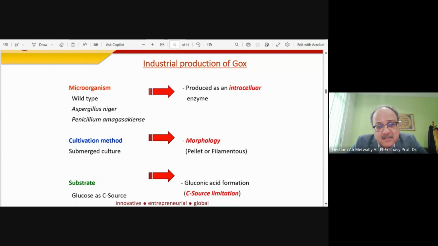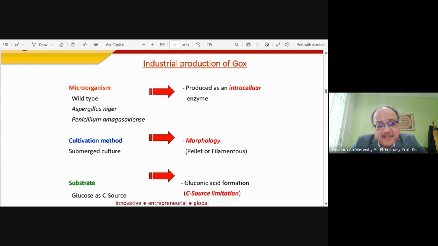For microorganisms, there are two types of microbe, Aspergillus niger and Penicillium amagasakiense. Both produce intracellular enzyme. What does intracellular mean? I need to break the cells, an extra step after fermentation. And once I open the box, the cells, I have everything inside. If I need to purify glucose oxidase from this very big pool, it will be difficult.